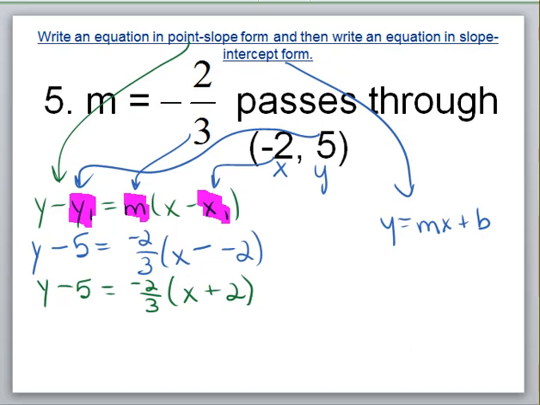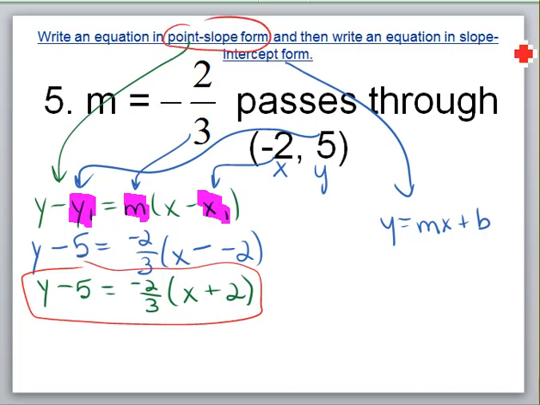Okay, so I was left off with this problem, and I had written this in point slope form right here. This was one of my solutions because I was supposed to leave it in point slope form, and then I'm supposed to rewrite it into slope intercept form. So I'm going to do that now, and the way I'm going to do that is I've got to get a y equals equation. So I'm going to distribute here.